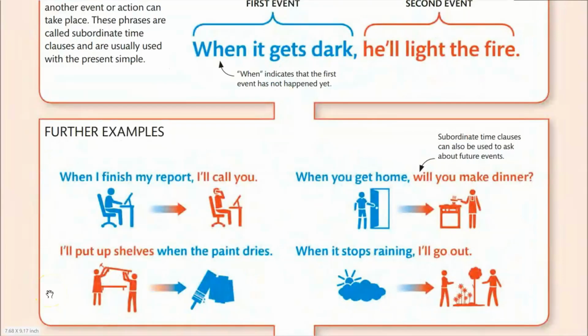When I finish my report, I will call you. That is, I won't call you until I finish what? My report. So this one in blue has to happen first before I call you. I'll put up shelves when the paint dries. When you get home, will you make dinner? Subordinate time clauses can also be used to ask about future events. When you get home, will you make dinner? This one is in the question form. When it stops raining, I will go out. That is, you will only go out when it stops raining.